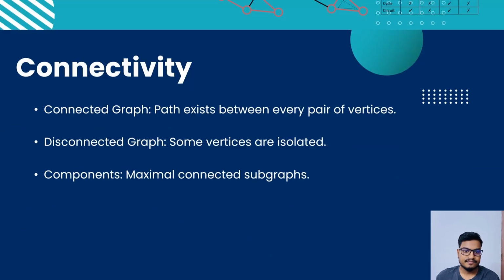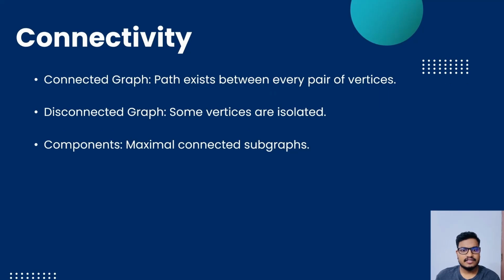Connectivity. Connectivity tells us whether the graph is all in one piece. A connected graph has a path between every pair of vertices. A disconnected graph has some isolated vertices or groups. A component is a maximal connected subgraph, basically a chunk of the graph that's connected inside but disconnected from other chunks.